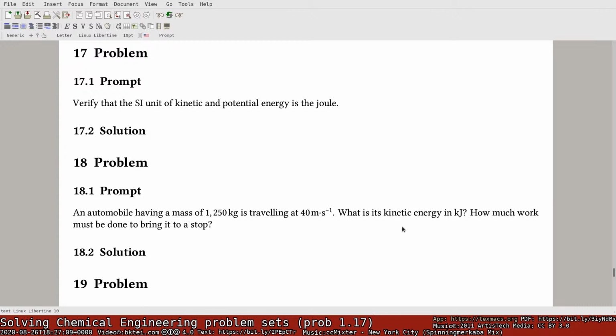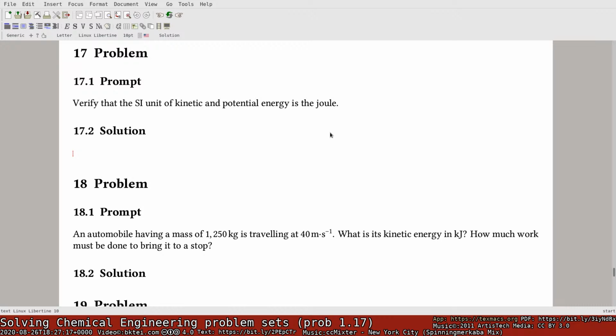Problem 17. Verify that the SI unit of kinetic and potential energy is the joule. Okay, what's this about? I guess they want me to do conversion of units from equations for kinetic energy and potential energy and just show that it results in a joule. Sure, although it seems like a kind of basic question.